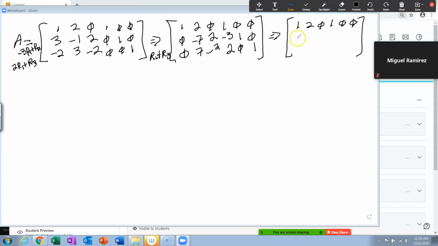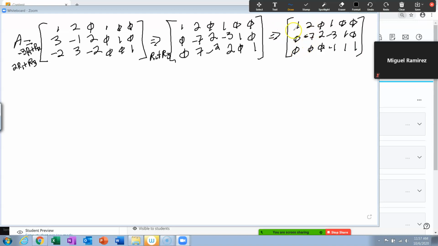Okay. And we'll leave row 2 alone for now. 0, negative... This isn't the way we'd normally do it, but I'm going to do it this way. Negative 7, 2, negative 3, 1, 0. Adding row 2 and row 3, 0 plus 0 is 0. Minus 7 plus 7 is 0. And 2 minus 2 is 0. And then this will be a minus 1. This will be a 1. And that will be a 1. It doesn't matter what that is.